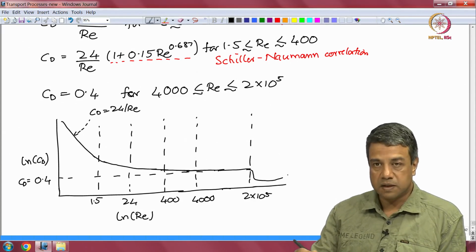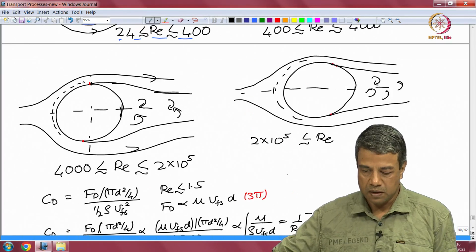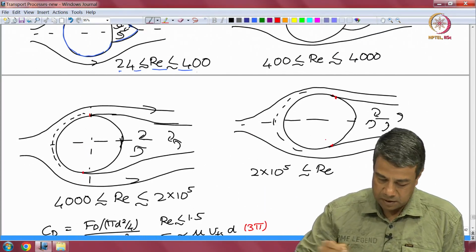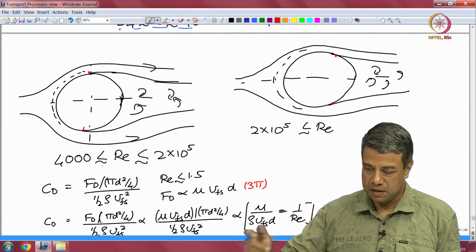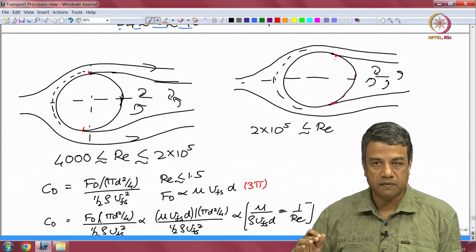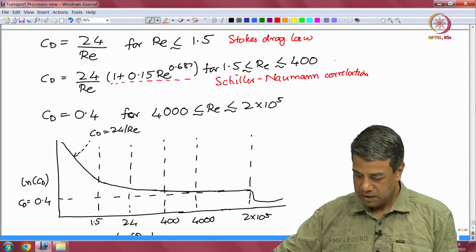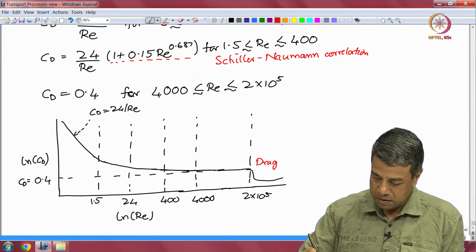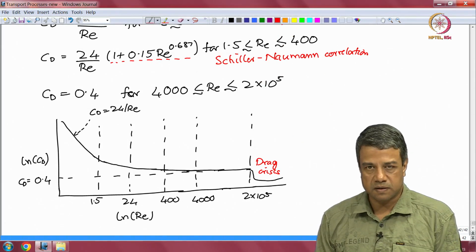which occurs, as I told you, because the two attachment points here shift suddenly to the downstream side from the upstream side. When they shift to the downstream side, the effective low pressure region at the rear end is smaller, and because of that you have lesser drag force acting on the sphere. This point is called a drag crisis: a sudden decrease in the drag force as the Reynolds number is increased.